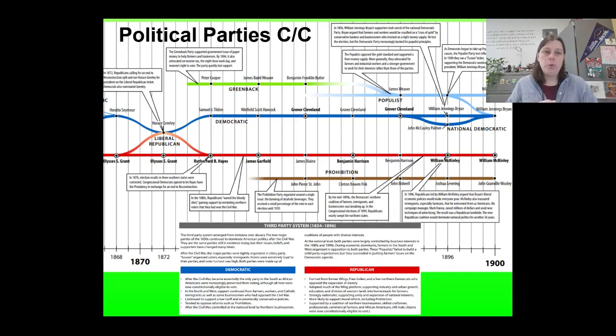The Democrats are also going to pretty successfully position themselves as a reform party because the Republicans are in charge for so long that the Democrats are able to say, look at all of this corruption, elect us and we will fix it. That's how Grover Cleveland gets elected.